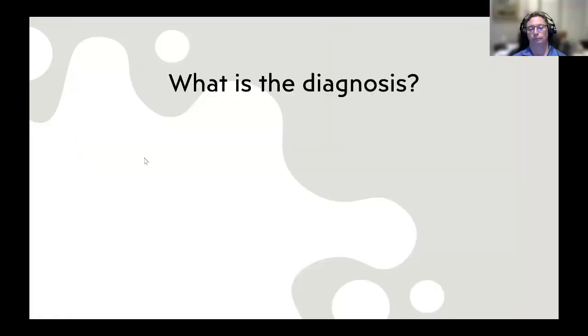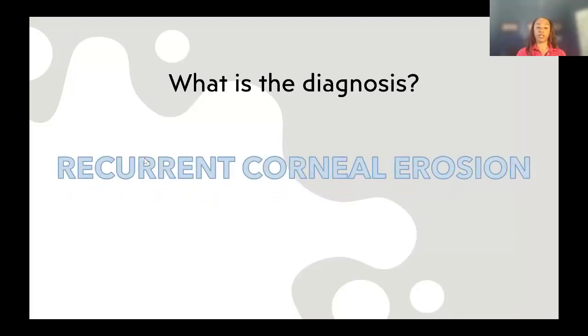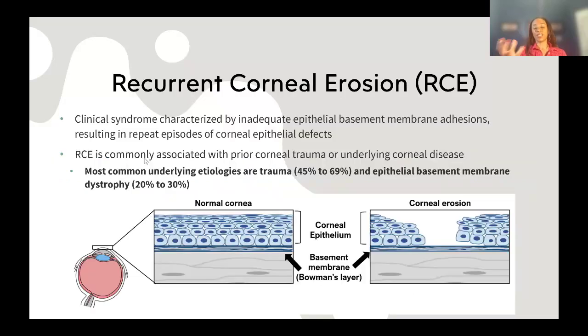We have some positive and negative staining. We have a little bit of loose epithelium over to the right of this picture. So what is the diagnosis? I think we all know this is an RCE, otherwise known as a recurrent corneal erosion. So what exactly is an RCE?